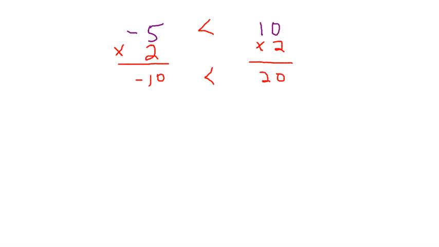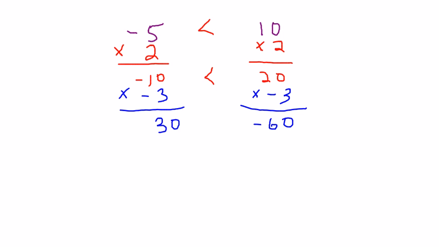But what if I were to multiply both sides now by a negative number? Let's say, I don't know, negative 3. Let's say I multiply the left-hand side by negative 3, and then I multiply the right-hand side by negative 3. Negative 10 times negative 3 gives me a positive 30. 20 times negative 3 gives me a negative 60. 30 is greater than negative 60.